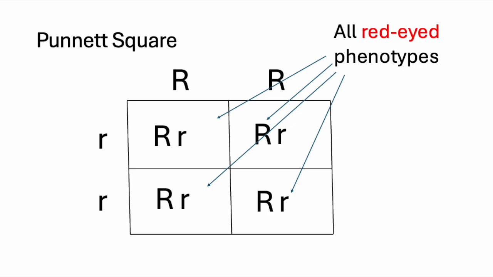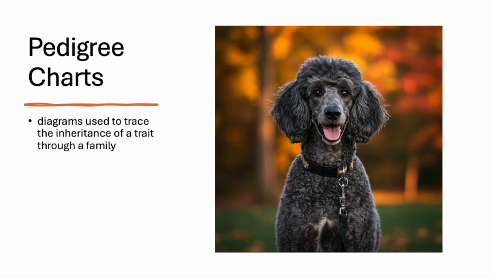Pedigrees are diagrams used to trace the inheritance of a trait through a family. Pedigrees can be used to determine the genotype of individuals in a family, as well as to predict the probability of offspring inheriting a particular trait.